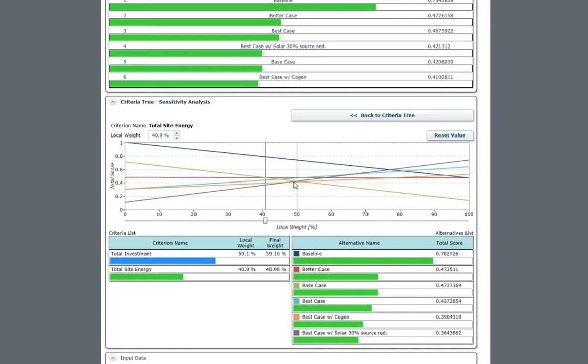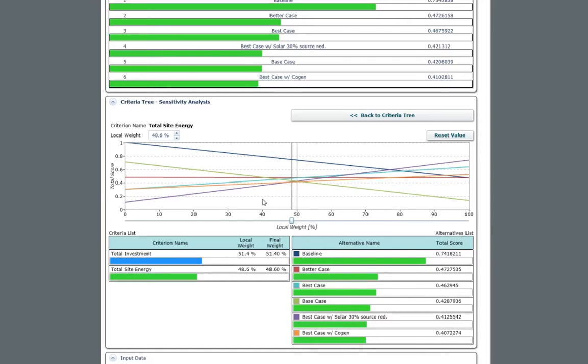So we see that the purple case finally crosses over. It's like, oh, okay, if we weight it here, then it's a little bit better. So let's do that. So let's move it. Boom. Okay, they've changed right there. As we get close to that 50-50 thing, we see that's about where the best case, best case with solar, and best case with cogen kind of flip right there. You see them crossing over right here, right?